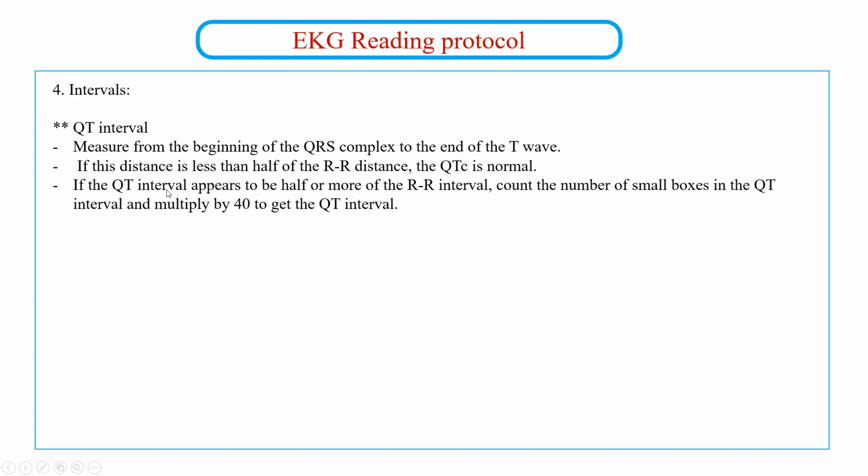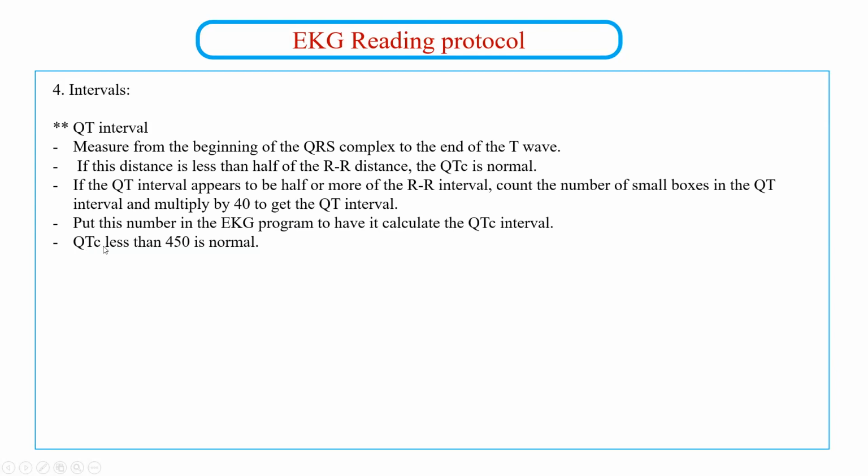Okay. So if the QT interval appears to be half or more than half of the RR interval, you count the number of small boxes in the QT and multiply them by 40 to get the QT interval. And you put this number in the EKG program to calculate the QTc interval.